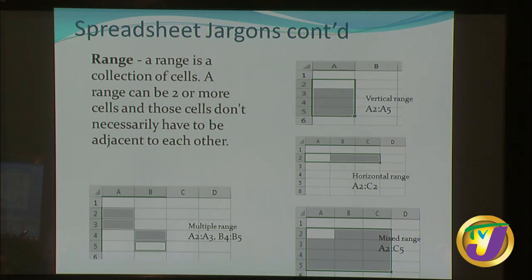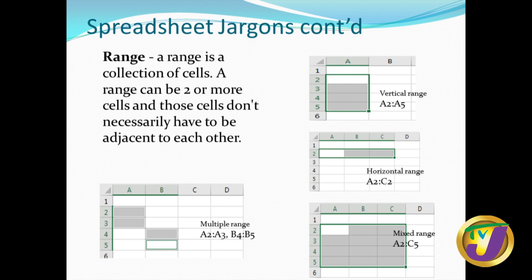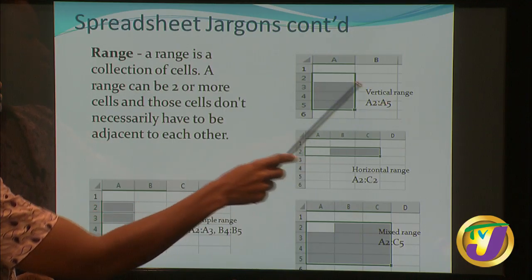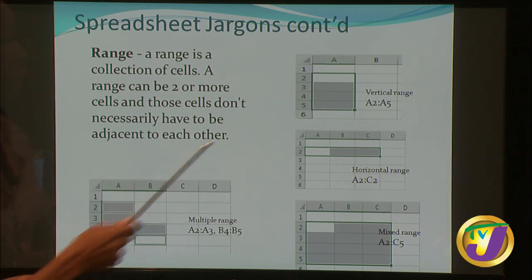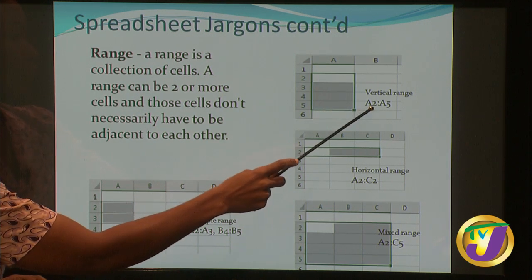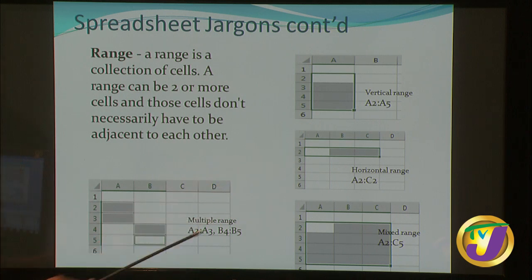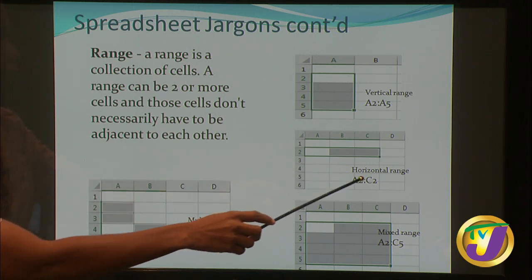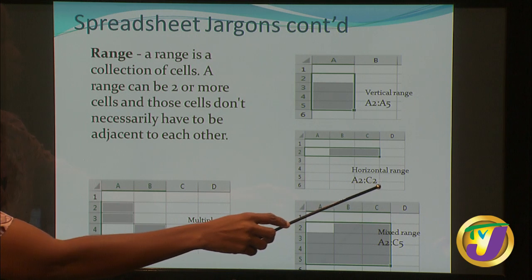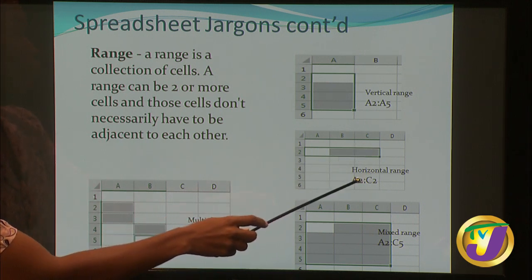A range is a collection of cells. A range can be two or more cells, and these cells do not necessarily have to be adjacent to each other. So here we have a vertical range, in terms of where you are starting to identify the cells that you want to perform a function on. So A2 to A5 is our vertical range of cells in this example. And please note that the colon represents 'to' in Excel. The colon represents 'to' in Excel. The horizontal range is A2 to C2 because your cursor is in A2 and we scroll across to C2.